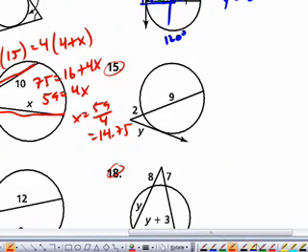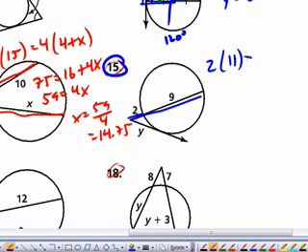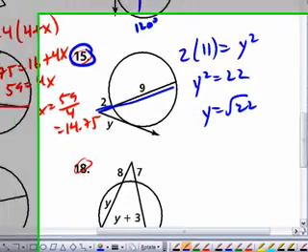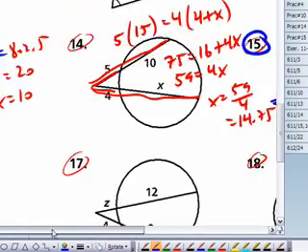Okay, over here, number 15. For this one we do outside times the whole thing. So outside times the whole thing, 2 plus 9 is 11, is equal to the outside squared because it is a tangent segment. So we get y squared is 22, so y is radical 22, whatever that may be.